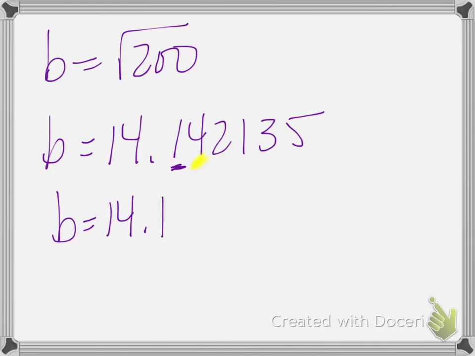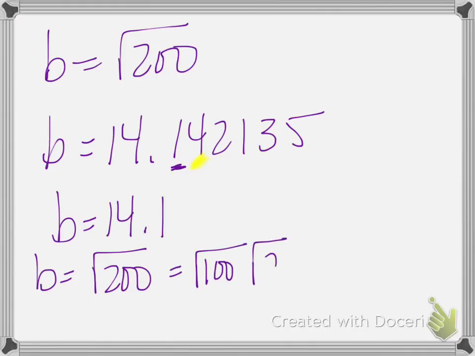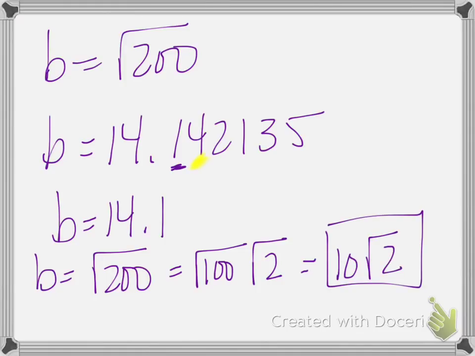But what's something else that you could be asked? Well, let me go back. What if you were asked to write this in simplest radical form? We just recently learned how to simplify radicals, so we could break this up into 100 times 2, and then we would get 10 radical 2. So that could possibly be an answer as well.